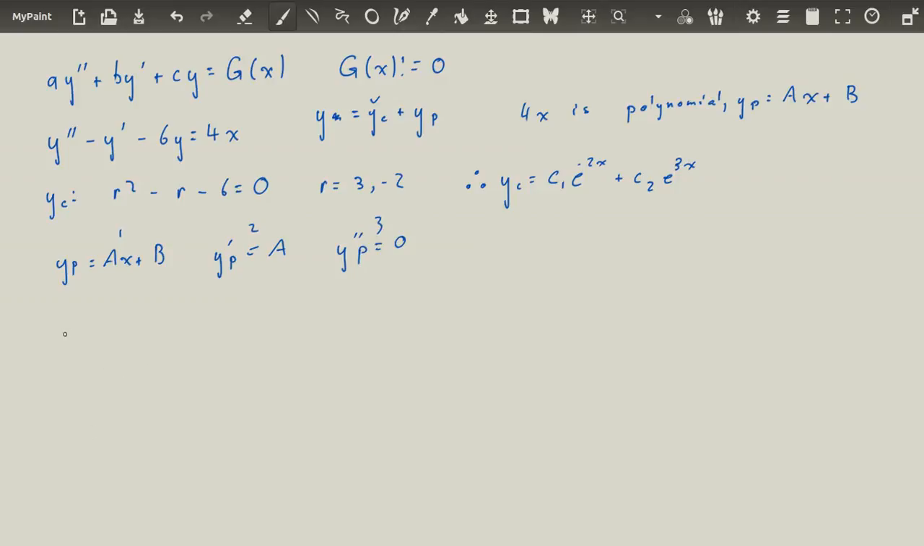So that means that we get 0 minus a minus 6ax minus 6b is equal to 4x. Now we just need to solve for these a and b terms by examining the coefficients. For the x coefficients, on the left hand side we have negative 6a is equal to 4. You'll see the 4 is the coefficient on x on the right hand side, and negative 6a is the coefficient on the left hand side. So with pretty basic rearranging, we find that a is equal to negative 2 over 3.